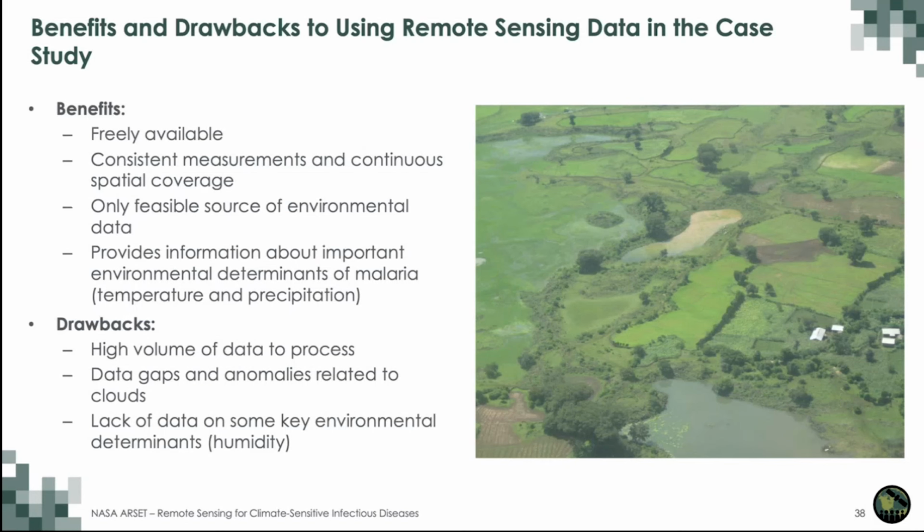And really, to do what we were aiming for with malaria early warning in Ethiopia, this is really the only feasible source of environmental data that we have. And I can also emphasize that it does provide some fairly critical information about key environmental determinants of malaria, both temperature and precipitation. There are drawbacks, though.